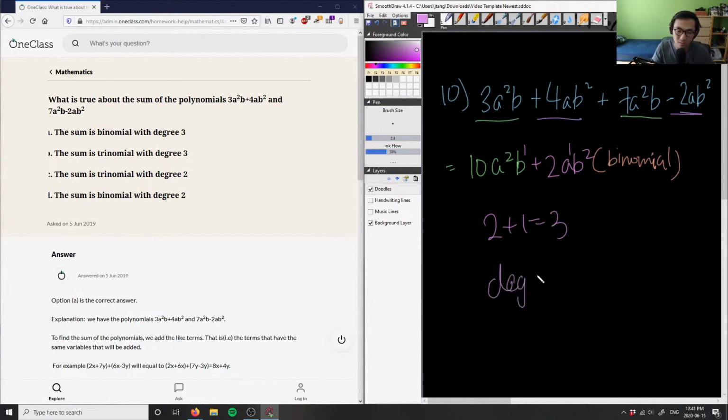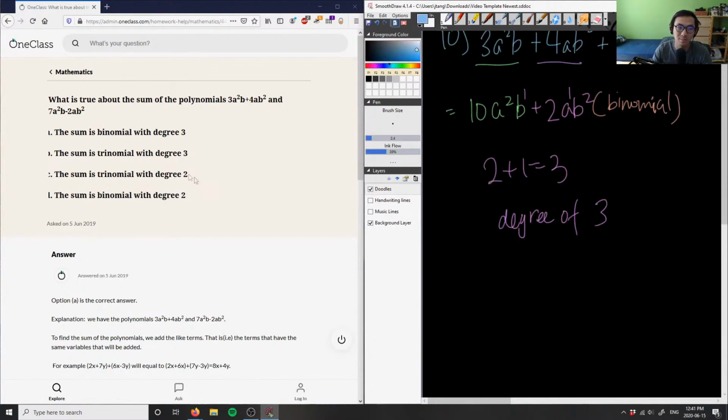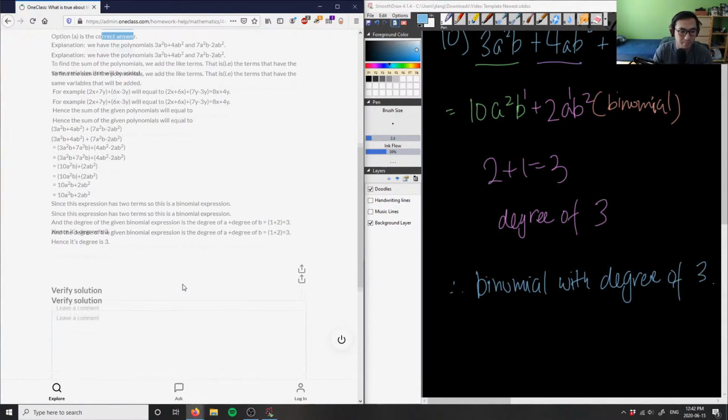So therefore I have a degree of 3, which means our solution must be A, right? Because we have a binomial with a degree of 3. Therefore, we have a binomial with degree of 3, which means option A is the correct answer. So the solution here is correct.